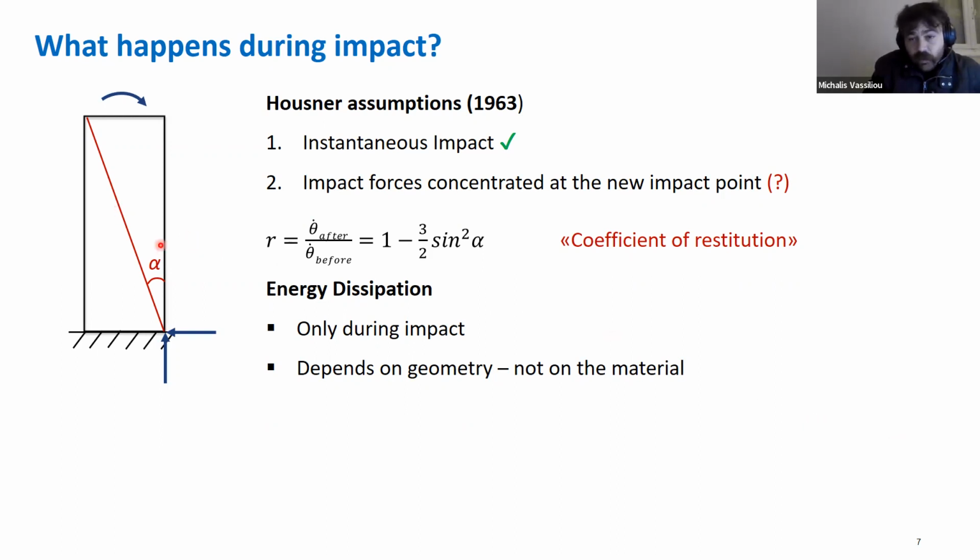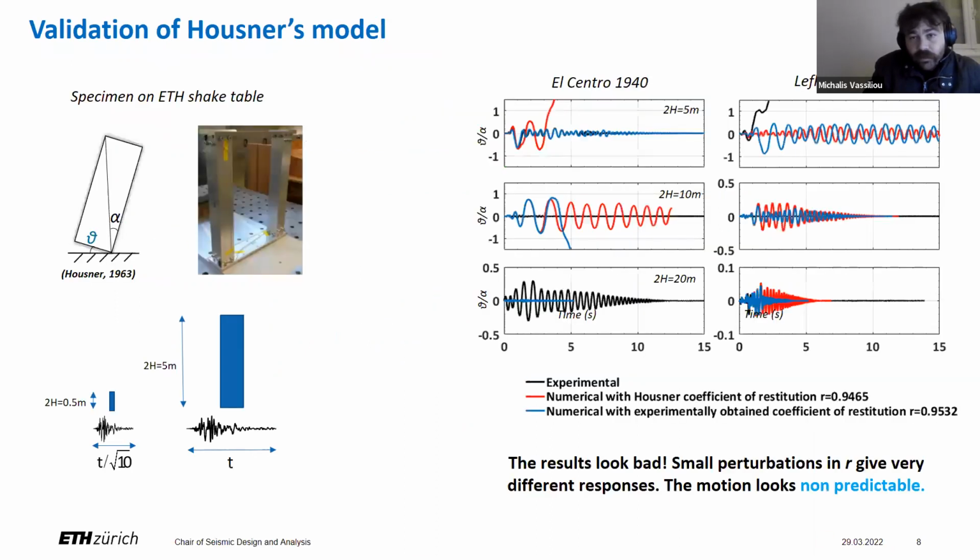So I have used this kind of models for more than 10 years. Let's see if they get validated, right? So we built this very simple aluminum model that can rock out of plane in this direction. We put it on the shake table and we shook it with two ground motions, El Centro and Lefkada. By the way, when you scale the ground motion in time, similitude dictates that this is like scaling the size of the specimen. So we applied time scaling factors to the excitation that give prototype structure heights of 5, 10, and 20 meters. And this is what we got here.